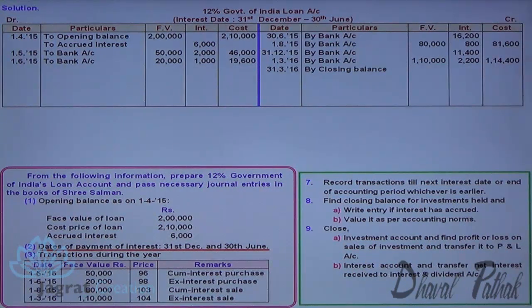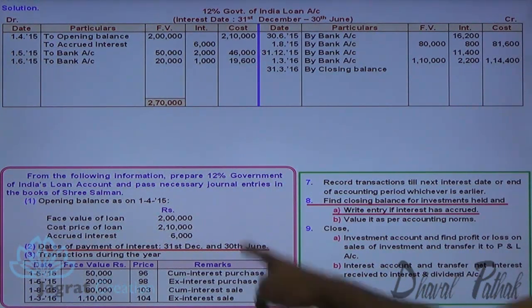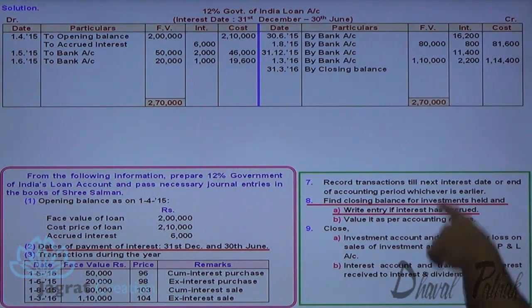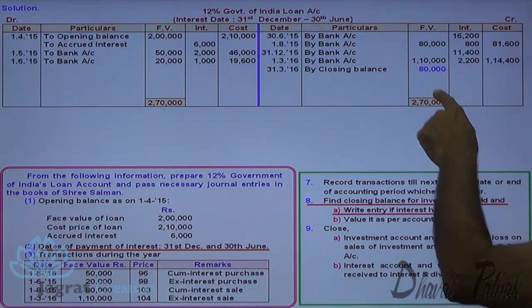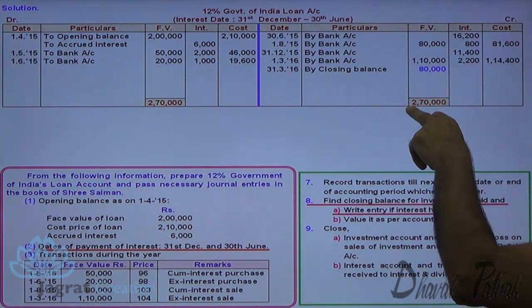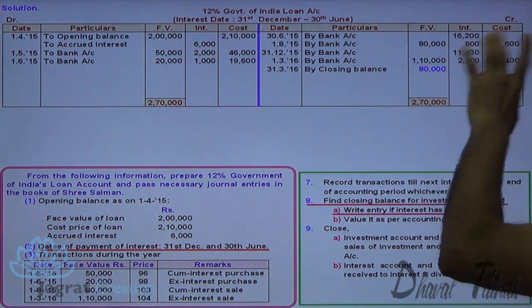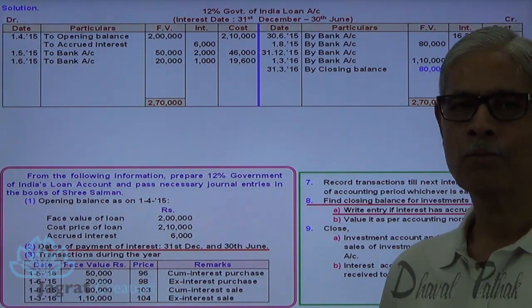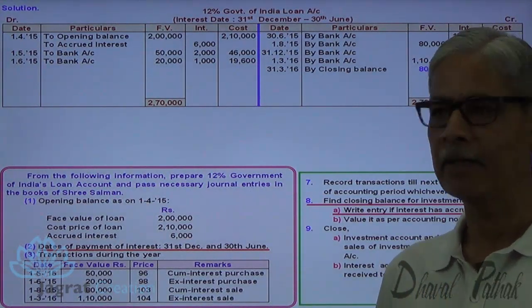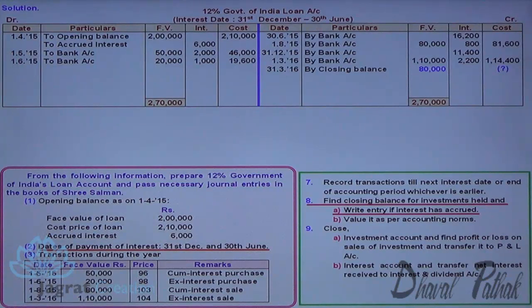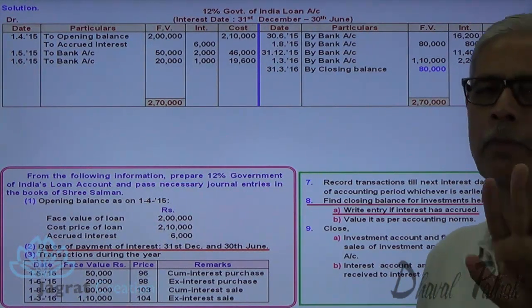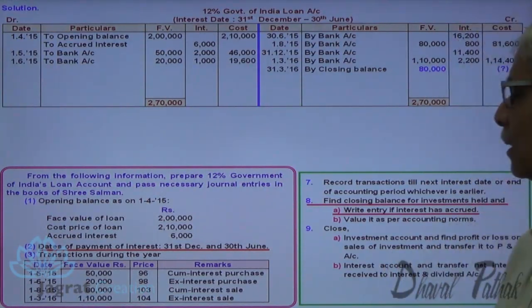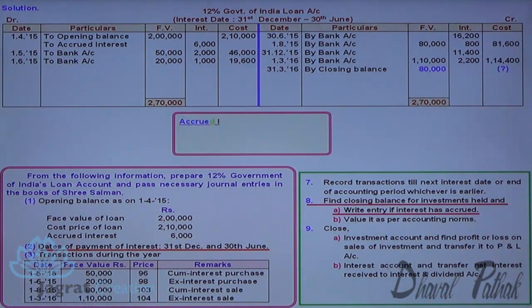So next, find the closing balance of investment and interest accrued. So 2,70,000 minus 1,90,000. So 80,000 is the face value closing balance. So 80,000 is the balance of investment. Now on this 80,000, what is the cost of it? That I will find out by FIFO method. But I should write the entry for interest accrued.